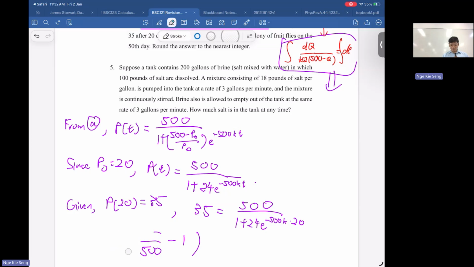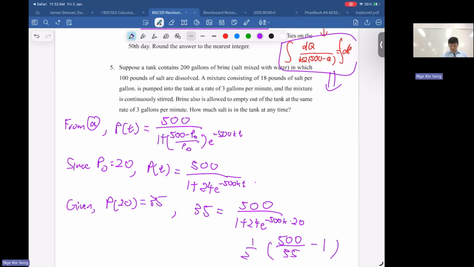Sorry, do it the other way around. So 500 needs to be divided by 35, minus 1, divided by 24, taking ln, and then divide by 10,000. How many zeros? 1, 2, 3, 4. So this is your k.